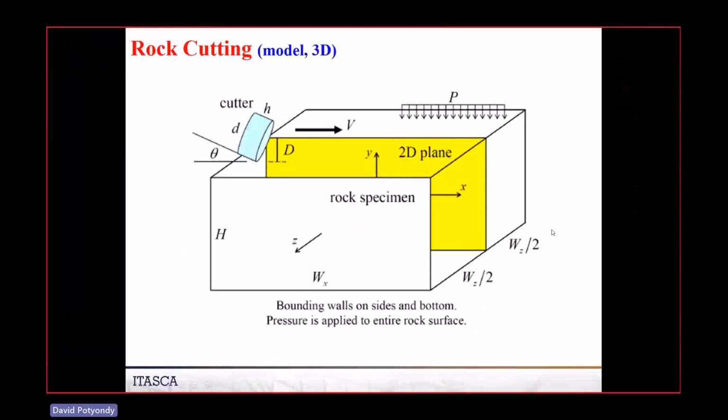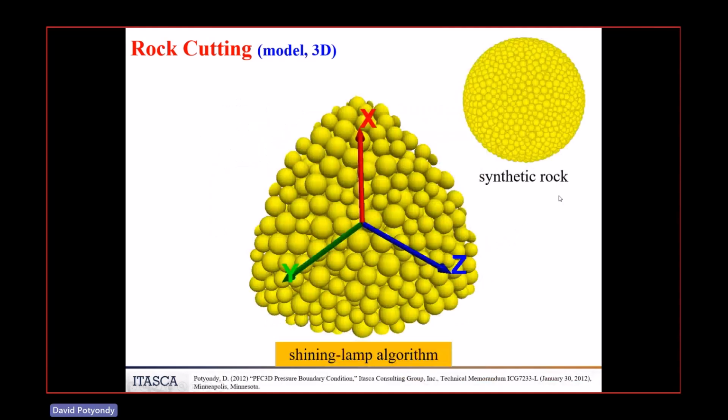All right. We can do the same thing in 3D. That's what the schematic of a 3D system looks like. Now the cutter is actually a proper disc. We developed another algorithm to apply pressure to the surface of a 3D system. This is a very complicated problem. Developed an algorithm called the shining lamp algorithm. This was all implemented then in FISH.